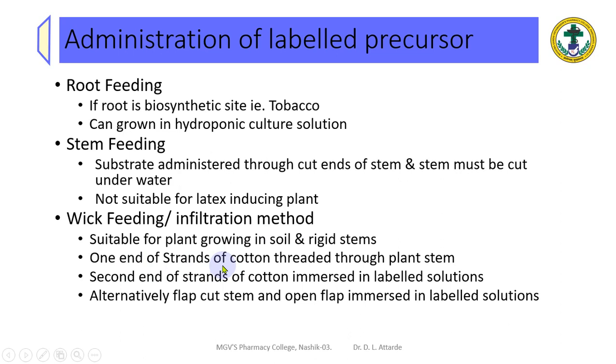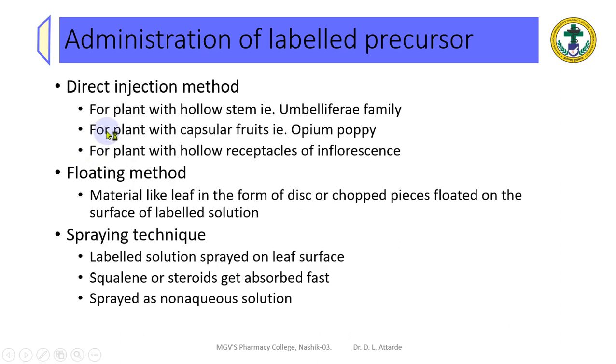So one end of the strands of cotton is threaded through the plant stem, and the second end of the strands of cotton is immersed in the labeled solution. Alternatively, sometimes a flap cut stem is used, meaning the stem is not cut completely, but a flap is created or it is wounded in such a way, and that flap is just immersed in the labeled solution. And the direct injection method is suitable for plants with a hollow stem, for example, in the Umbelliferae family, or plants with capsular fruits like opium poppy, or plants with hollow receptacles of the inflorescence. You can directly inject the labeled precursor inside the plant body.